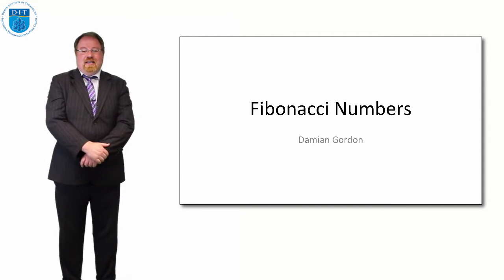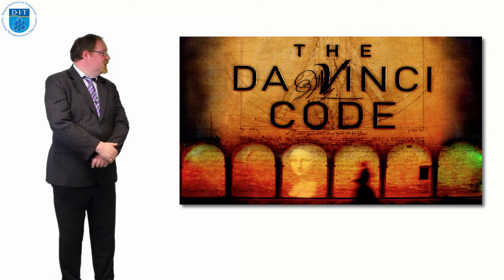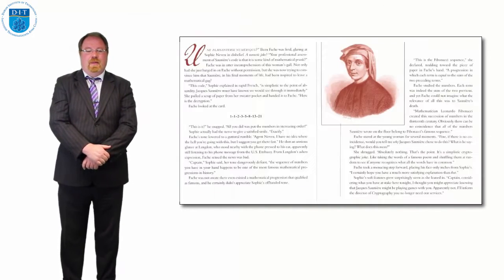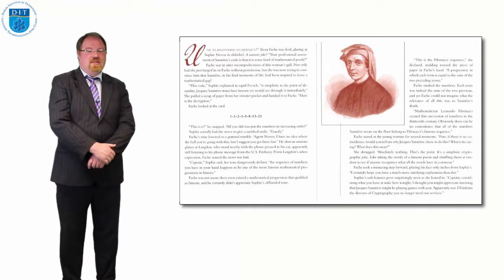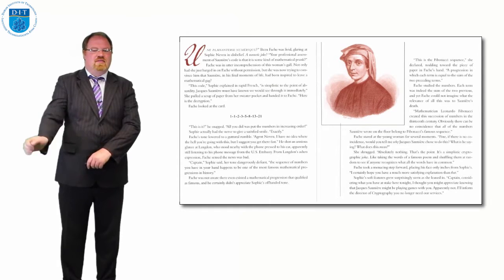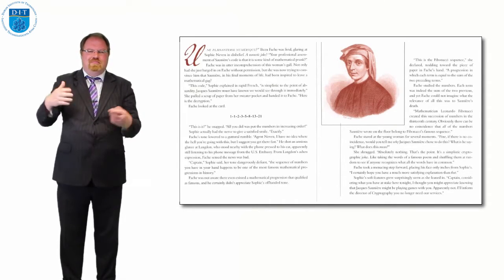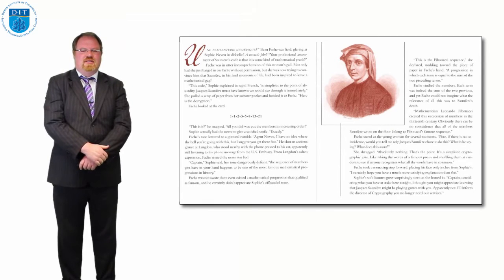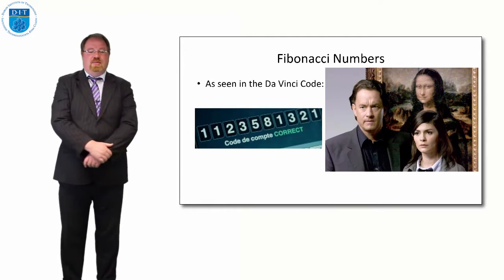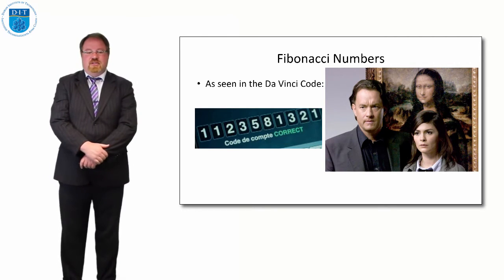If you've seen the movie or read the book, The Da Vinci Code, Fibonacci numbers are mentioned in that. Indeed, it's the sequence that Sophie's grandfather writes on the floor, and it's the secret code to his bank vault and all that. So in the movie, they type in the numbers 1, 2, 3, 5, 8, 13, and 21.